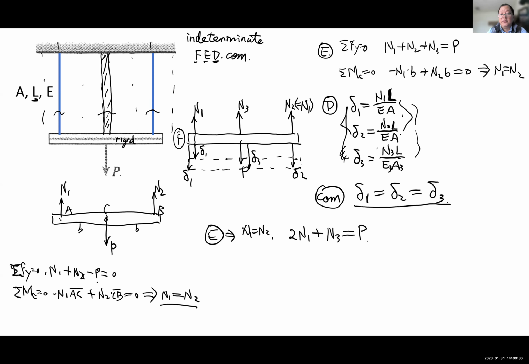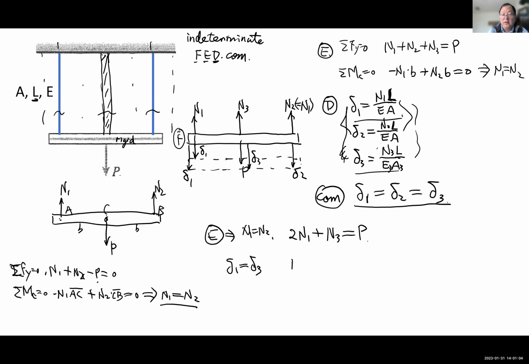Okay, so automatically, delta 1 is equal to delta 2, and N1 equals N2. That's already there. So what do we get here? Basically, we can use what we need. It will be delta 1 equals delta 3, because delta 1 equals delta 2 is already satisfied. So delta 1 is this one, delta 3 is this one.